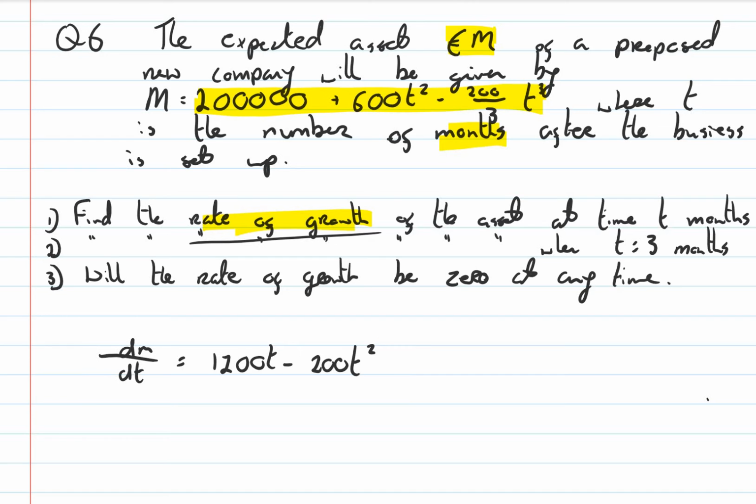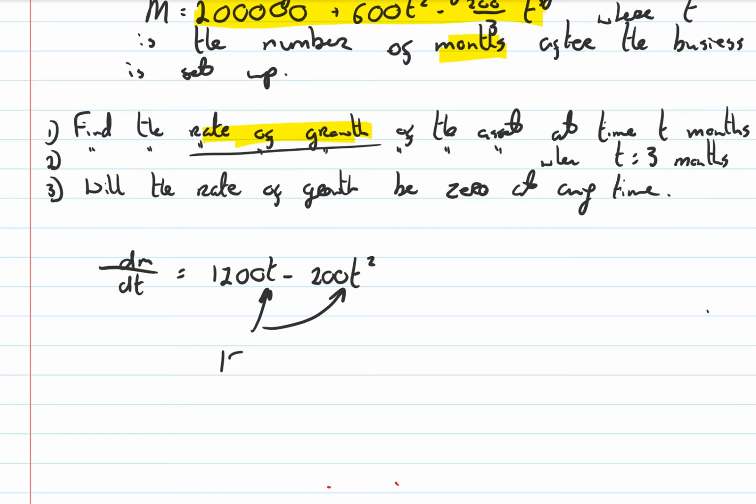Next one, they want to find out the rate of growth after 3 months. So we'll sub 3 in to both these. And if you do that, you get 1,800 euros per month. Alright. Third bit.